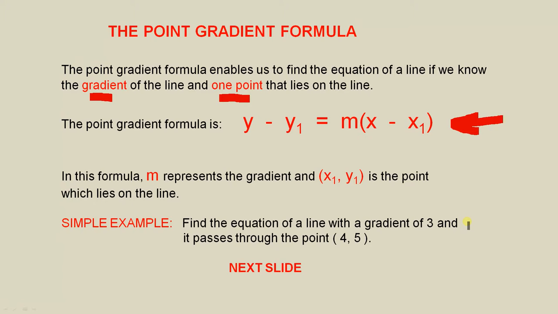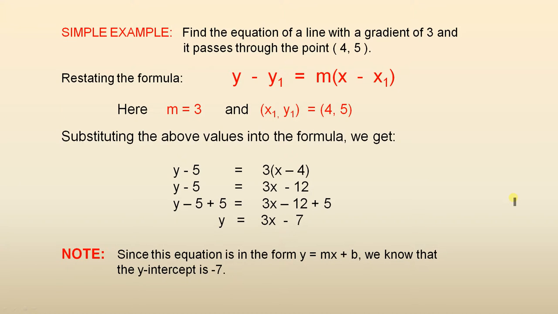Let's look at a simple example to see how we use this formula. Find the equation of a line with a gradient of 3 and it passes through the point 4, 5. Let's look on the next slide to see what happens. The simple example repeated. Find the equation of a line with a gradient of 3 and it passes through the point 4, 5.